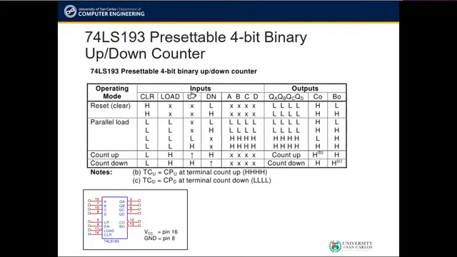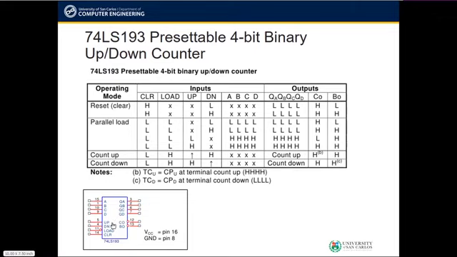The table here summarizes its mode of operations. This is the block diagram for the 74LS193 counter. The pin assignments for the different inputs and outputs can be seen here. Take note of the VCC and ground pins, which are pins 16 and 8 respectively. The A, B, C, and D inputs here are the parallel load inputs to the counter, where A is the least significant bit and D is the most significant bit.